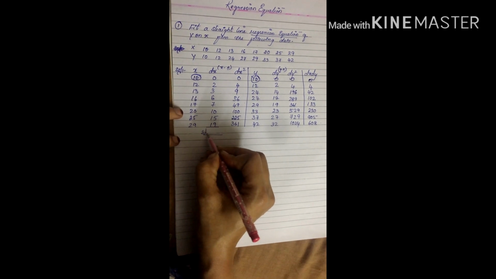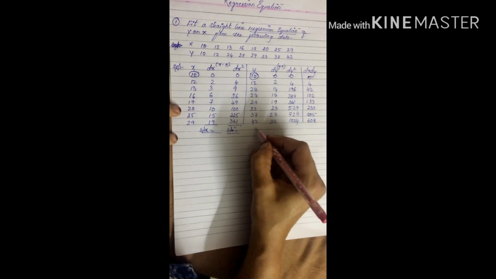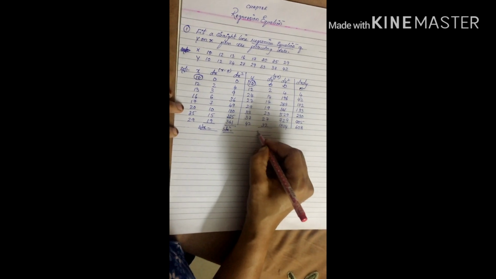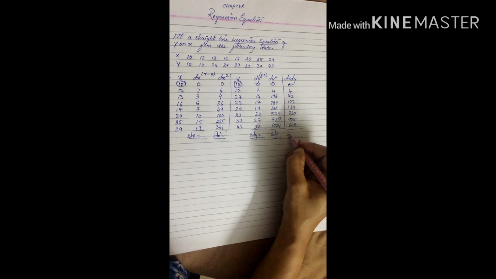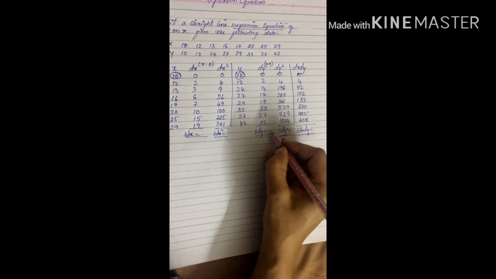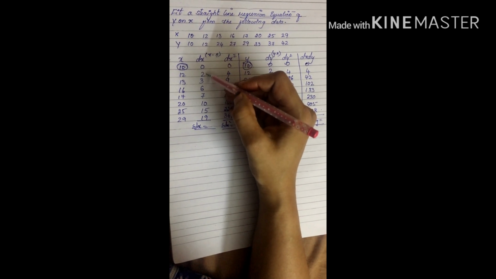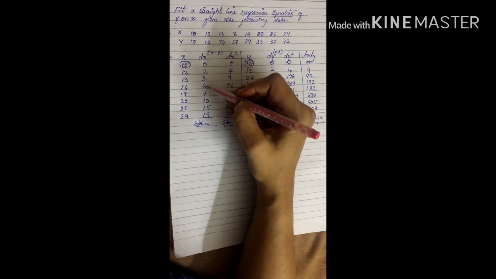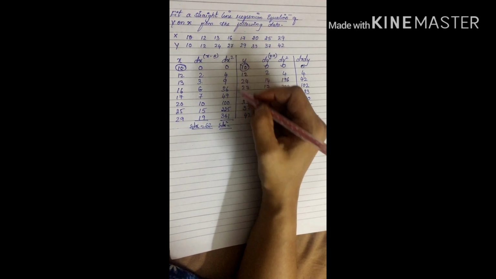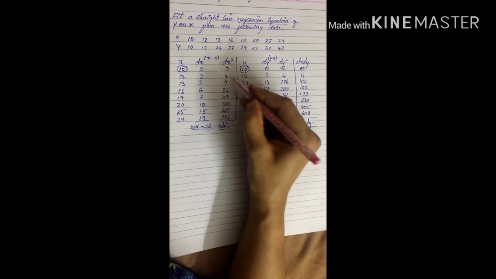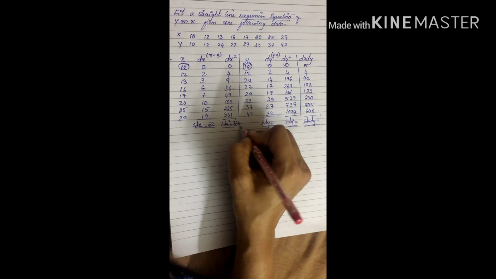Then the sum of all this: sigma dx, sigma dx square, sigma dy, sigma dy square, sigma dx dy. Add all this. Sigma dx: 0 plus 2, 2 plus 3, 5, 5 plus 6, 11, and so on, 62. Likewise dx square, add all these numbers, 0 plus 4 plus 9 plus 36, it comes up to 784.